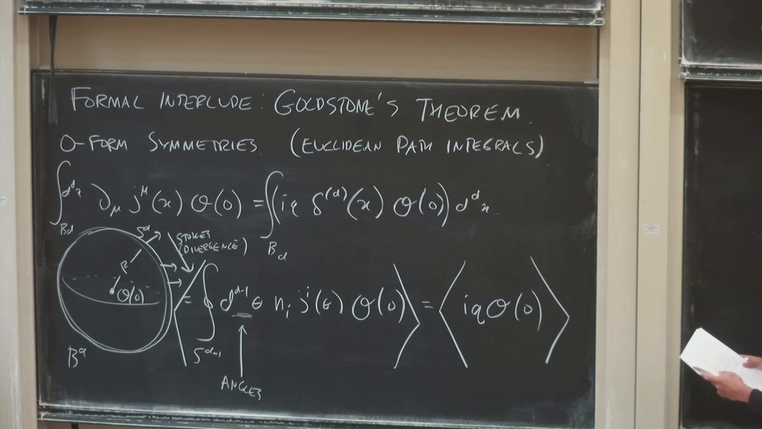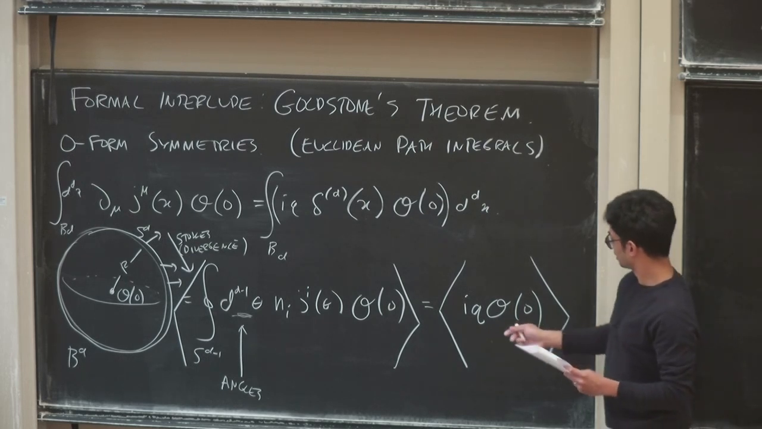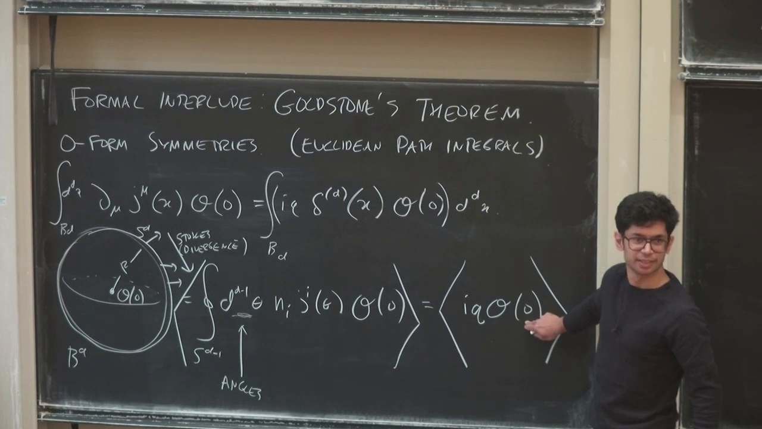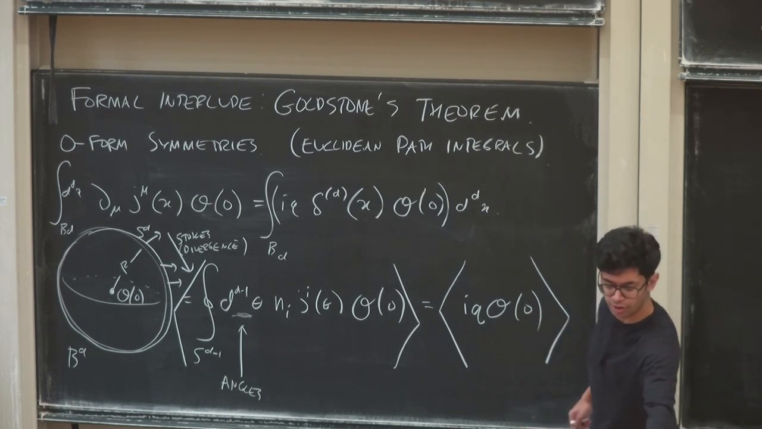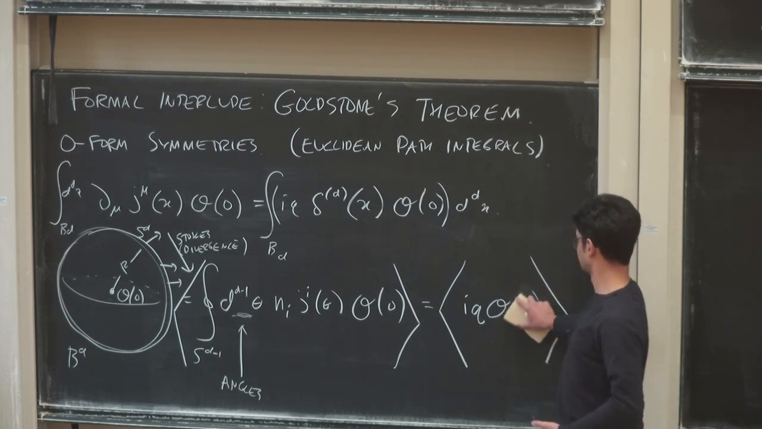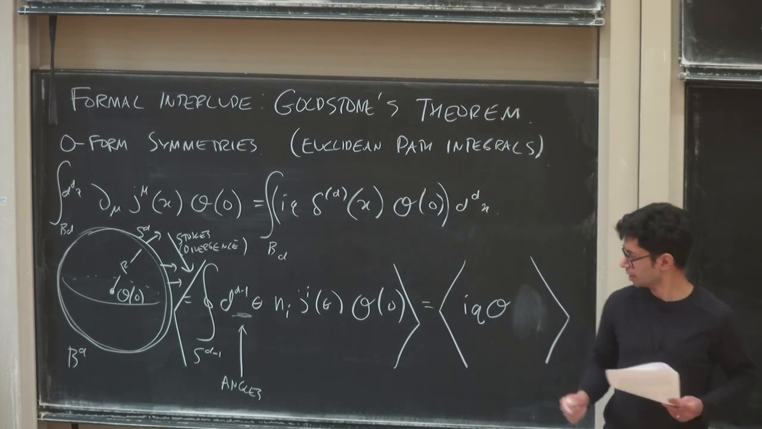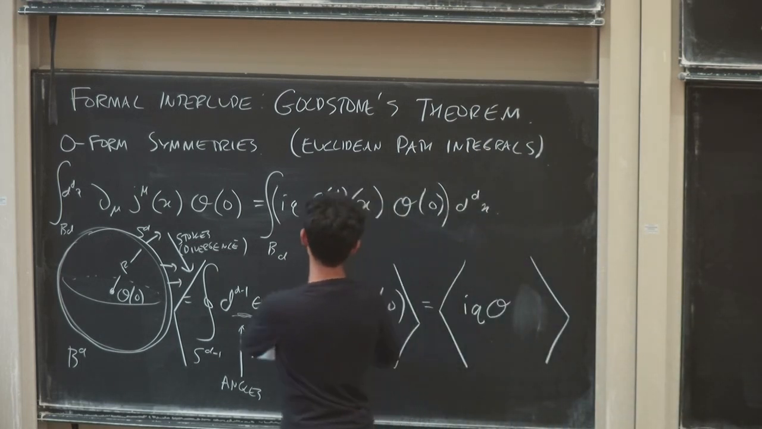So now what happens? The expectation value of O of 0 doesn't actually know about the point. There's only one point in this thing. By translational invariance, O at the origin is the same as O anywhere else. So this is just that, right? Over here, on the other hand, there's something non-trivial happening.